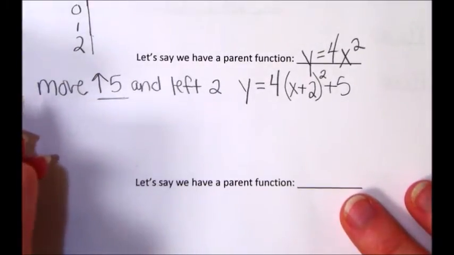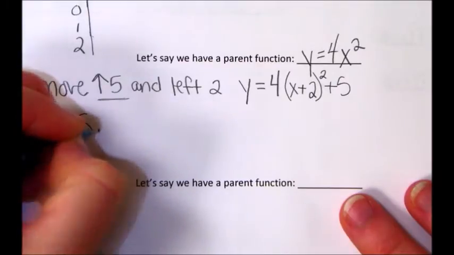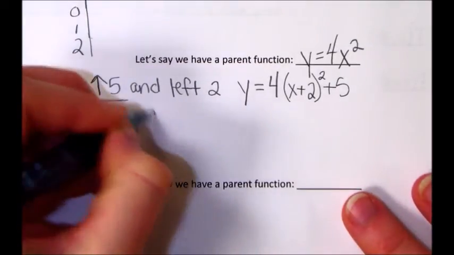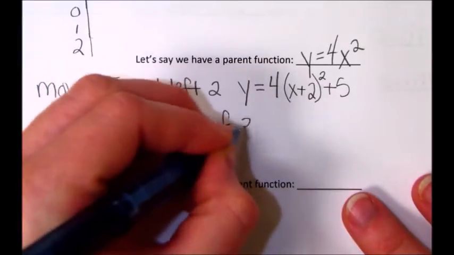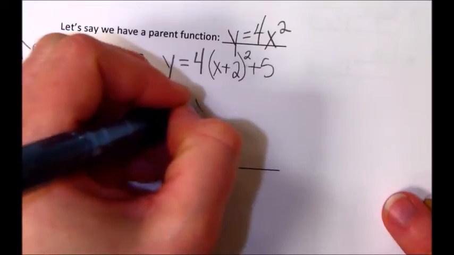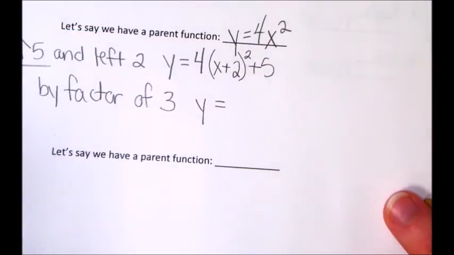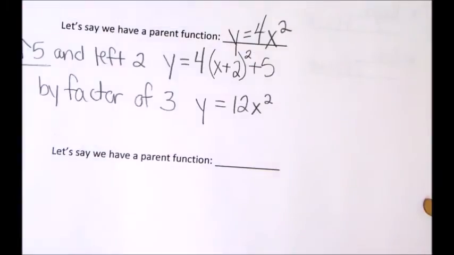Now let's make a new equation. Let's vertically stretch it by a factor of 3. All that means is that you have to multiply by 3. So your new equation will be 12x squared, because 4 times 3 is 12.